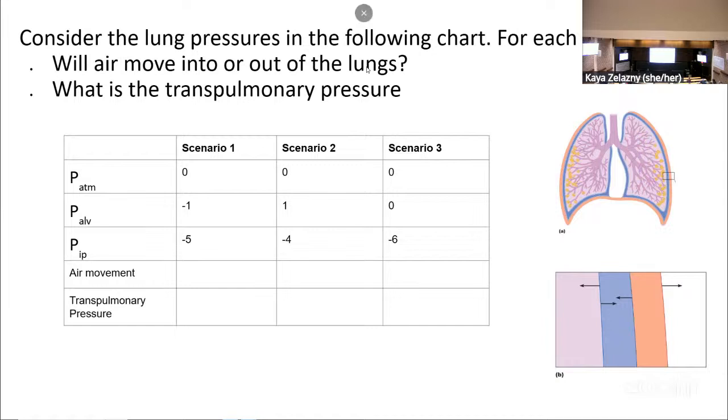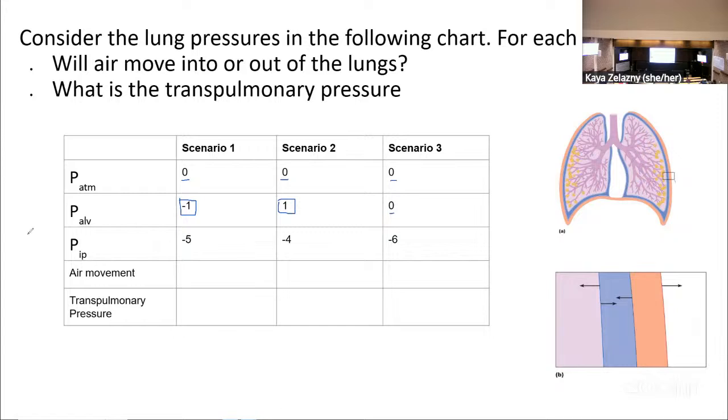We're going to walk through 3 scenarios. I've given you some numbers here, so we're giving relative pressures. I've set the atmospheric pressure to 0 for all of these scenarios. And we're going to look at differing alveolar pressures. We see a -1 in scenario 1, +1 in scenario 2, and we're going to figure out what happens when it's 0 in scenario 3. We've given our intrapleural pressures as well, all negative numbers here, with some differences between them.